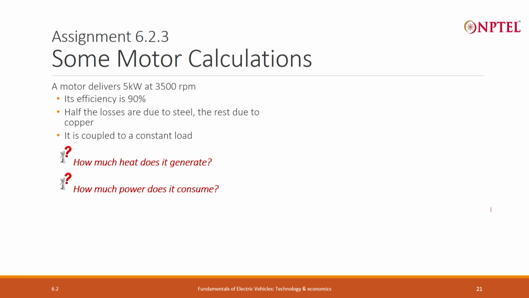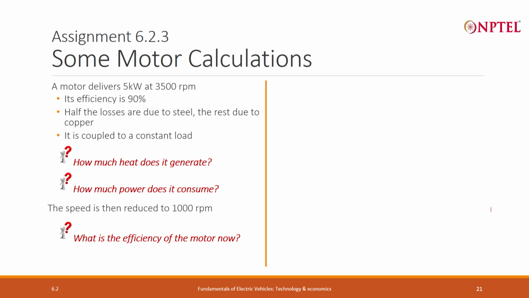How much heat does this motor generate? How much power does it consume? I have said that it delivers. It delivers means the useful mechanical output is 5 kilowatt, and the question is how much does it consume? Now, I am reducing the speed to 1000 rpm from 3500. What will be the efficiency of the motor now?